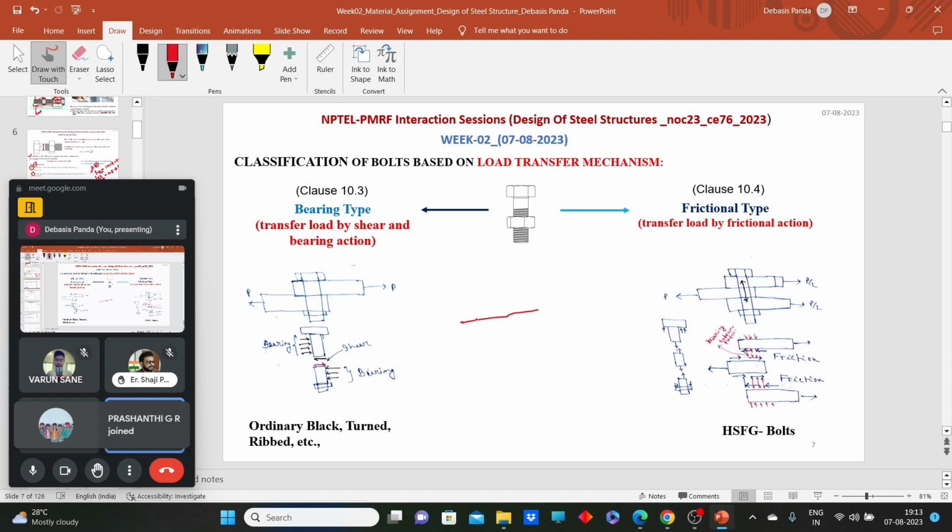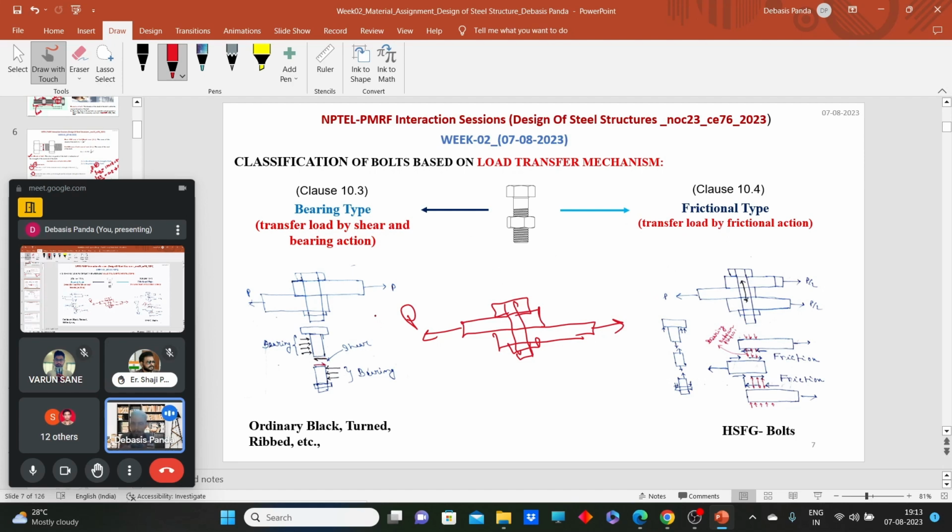So if we consider two plates and there is a bolt, and I need to transfer a sort of shear force P through this joint, then before going to design this bolt, first we have to understand how these bolts are transferring the load. In the last session, I discussed in detail how this load transfer mechanism is going to happen. So focus on this part. I will quickly go through this.